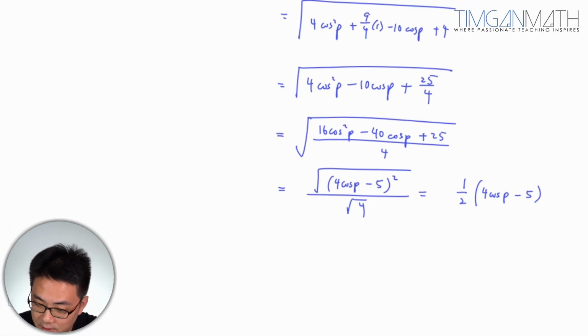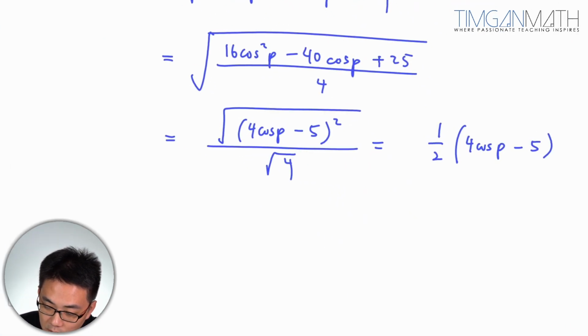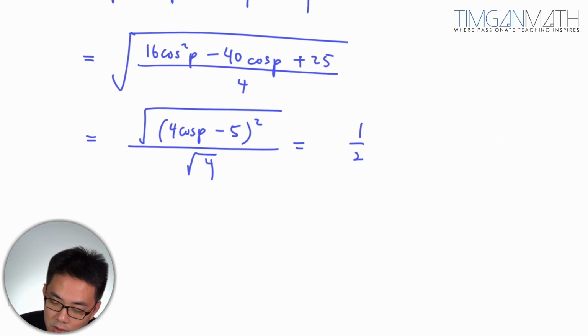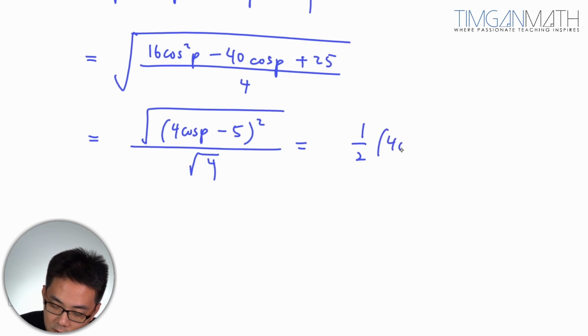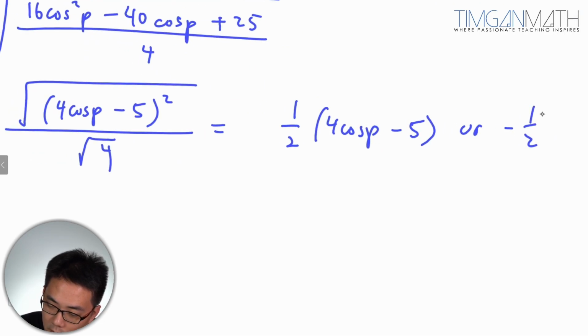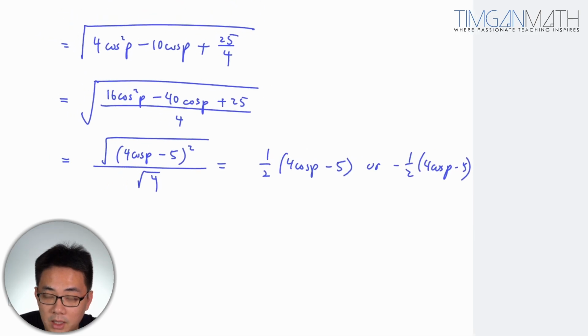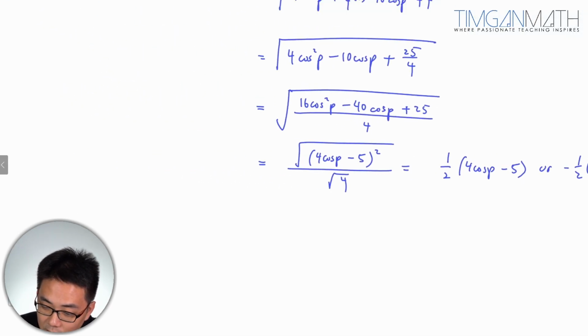So obviously I missed out something. This one could be plus minus. We need to reject 1. That is the problem there. This could be plus minus, okay? Because you square root it. You're not sure whether this will be 4 cosine p minus 5 or negative 1 over 2 of 4 cosine p minus 5.